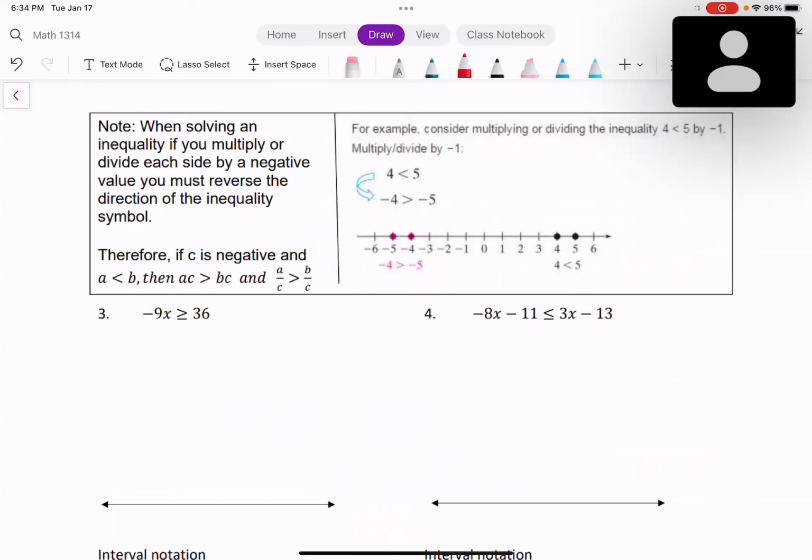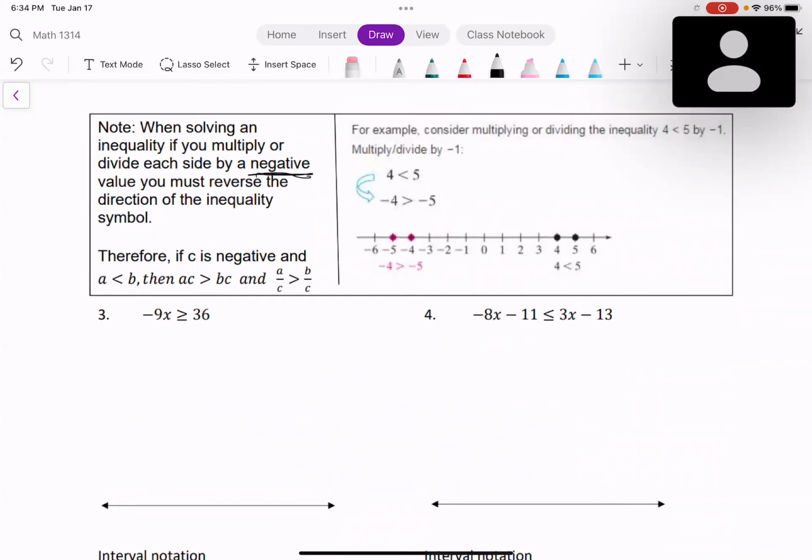When solving an inequality, if you multiply or divide each side by a negative number or negative value, you must reverse the direction of the inequality. Therefore, if C is negative and A is greater than B, then A times C is less than B times C, and A over C is less than B over C. So for example, let me write the example here. They provide us an example.